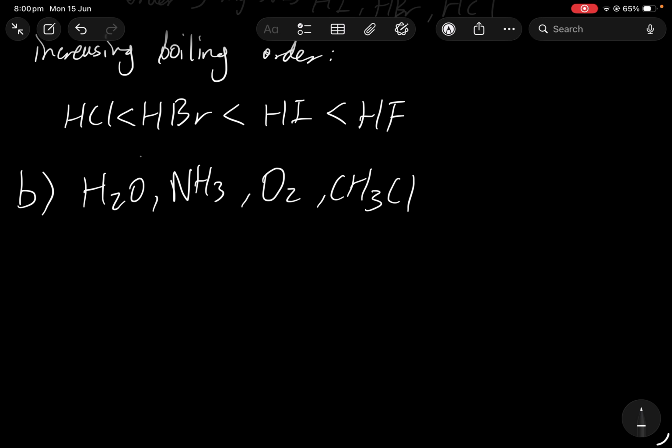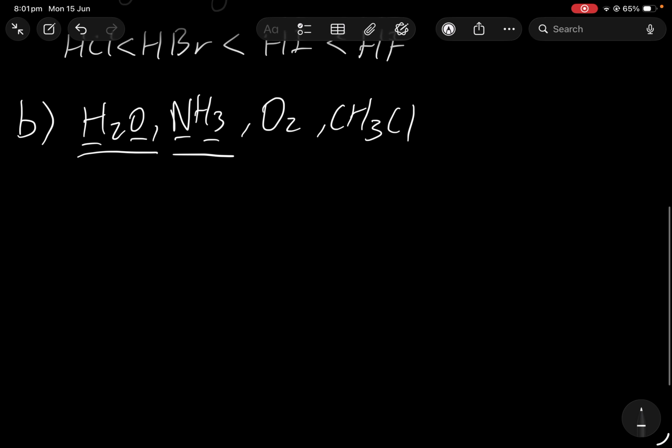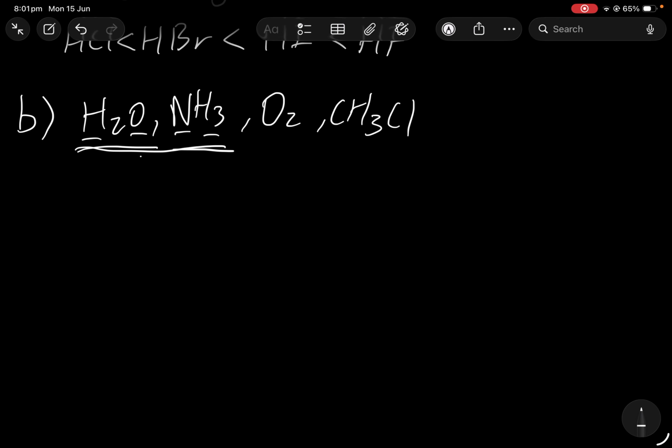So we have the hydrogen bond. Let's check hydrogen bonds. We need nitrogen with a hydrogen, oxygen with a hydrogen, or fluorine with a hydrogen. So we have oxygen with a hydrogen, so that's a hydrogen bond. Nitrogen and hydrogen, hydrogen bond. O2 only has oxygen, no hydrogen, so not a hydrogen bond. Carbon, chlorine, hydrogen, that's not a hydrogen bond. So these two will definitely have the highest boiling points.